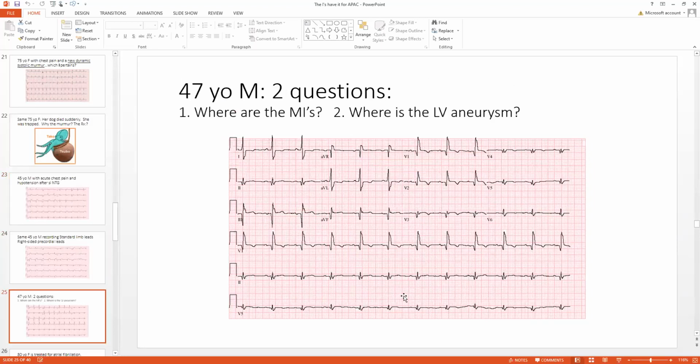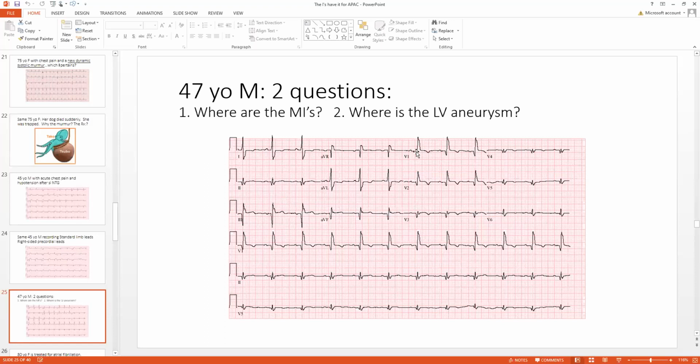All right, another case, 47-year-old man. Two questions. First, where are the myocardial infarctions? Okay, Q waves inferiorly. ST segments are back to baseline. Reciprocal changes, not ST segments, just T waves that are kind of inverted. So there's an inferior infarction. Remote. How about looking here?